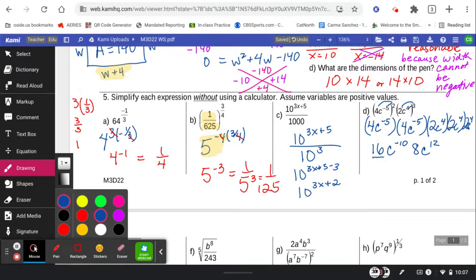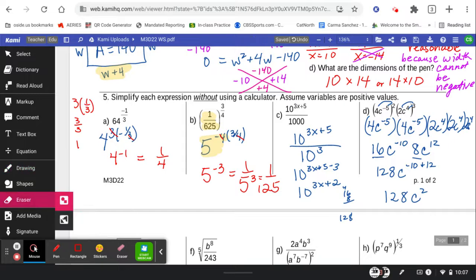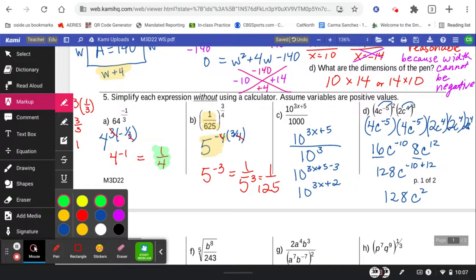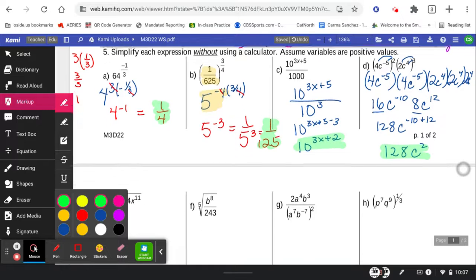My final step is 16 times 8. And then we do the add rule for the negative 10 exponent and the positive 12. It's just going to give me a positive 2. Final simplified answer, 128c squared. Okay, so this answer was 1/4, 1 125th, 10 to the 3x plus 2 in there.